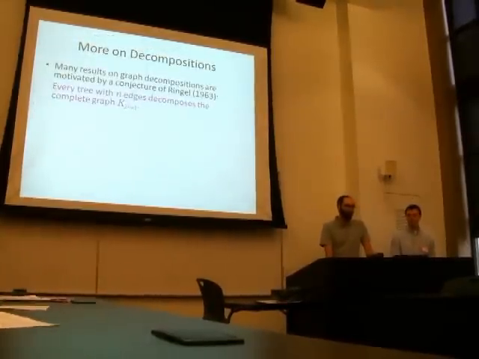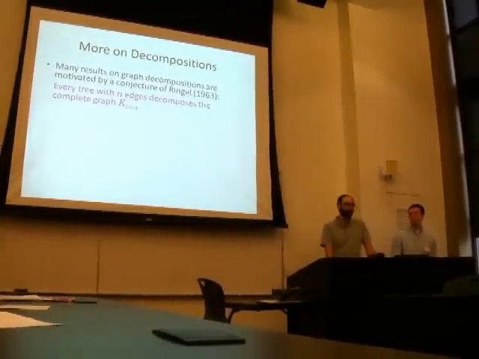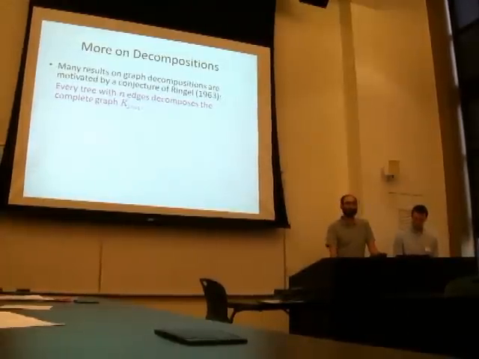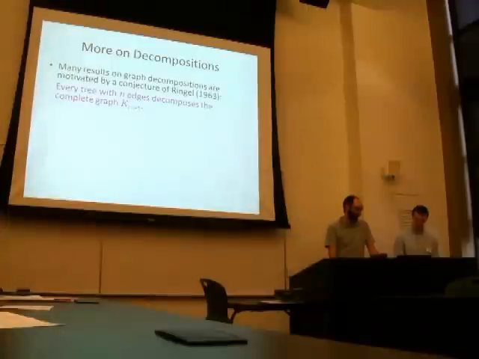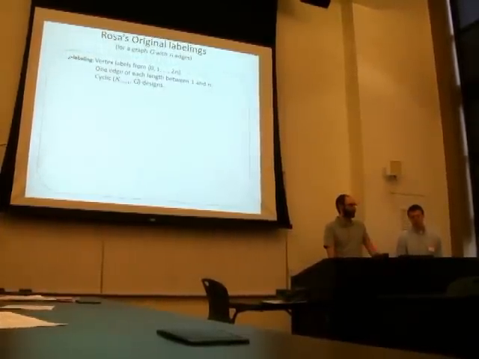A lot of the results on graph decompositions come from a conjecture of Ringel, which says that every tree with n edges decomposes the complete graph K2n plus 1. And if you'd like to be famous, maybe somebody can answer that conjecture, either in the positive or the negative. Alex Rosa came up with some labelings to help him attack that conjecture. The first is the rho labelings.